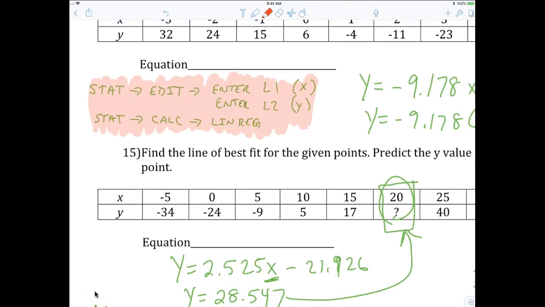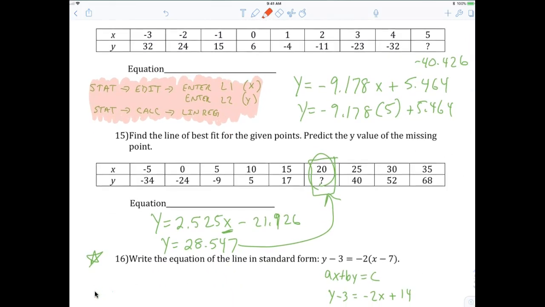All right, so let's see what you're doing. Did you do stat, edit, right? And remember, you clear the list, you don't delete the list. Now, the only one you're not putting in is 20. Do you agree with that? Because we don't know what 20 is.